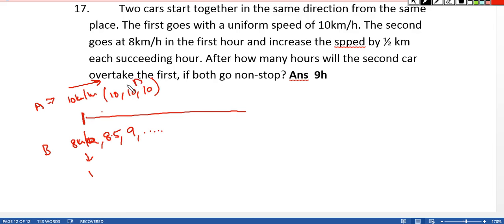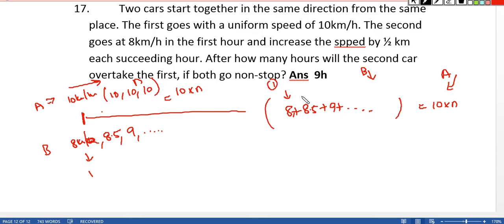So for n hours, you would have traveled 10 km per hour into n. So you would have covered this much distance, 10 into n. So A would have covered this much distance, and B has to catch up. And what does B do? B travels at 8, then 8.5, then 9, and so on. First hour, second hour, third hour. So after nth hour you would have traveled this distance, which is 10 into n.